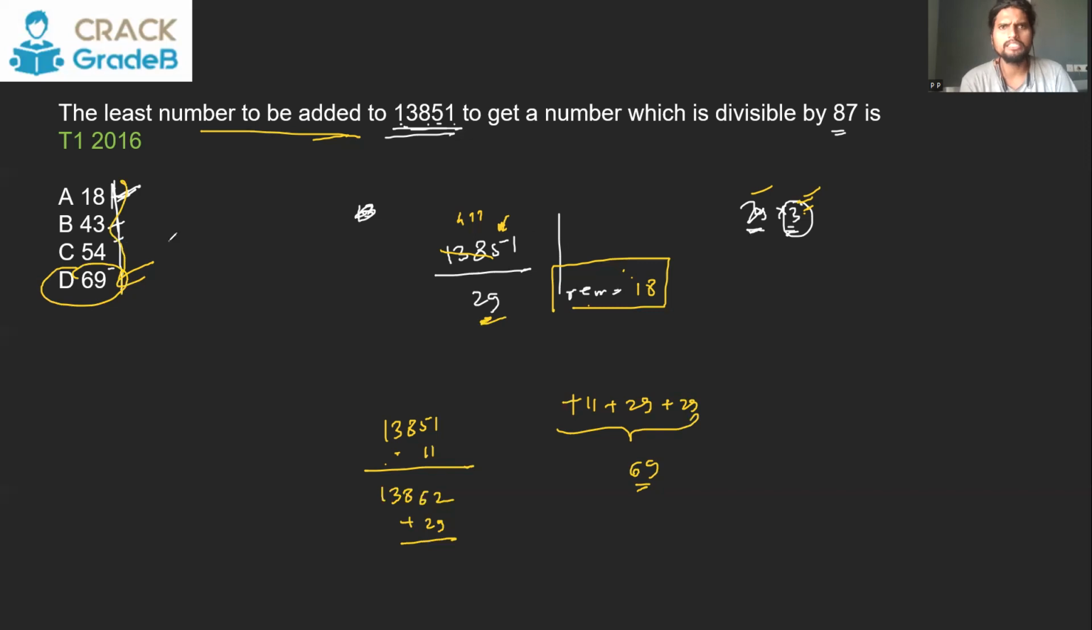Just add every option and check by adding which of the options you get a multiple of 3 and 29 both. That will be the easy way to do it. Let's see one more.